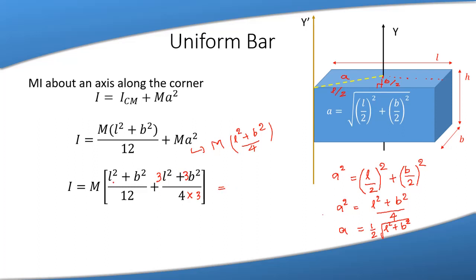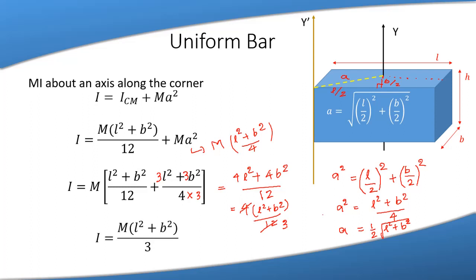What will it give me? I have L square plus 3 L square, which will be 4 into L square. Again, I have B square plus 3B square, I will get 4 into B square divided by my common denominator, that is 12. On taking 4 as a common factor, I can just cut it off and write L square plus B square by 12. I know that 4 into 3 is 12, so my denominator will be 3. Therefore, my answer here will be I is equal to the mass which I have taken out, and it will become L square plus B square by 3.